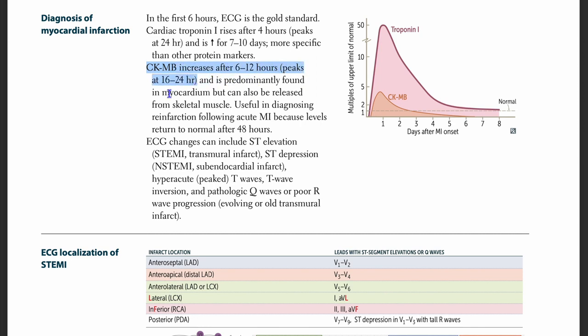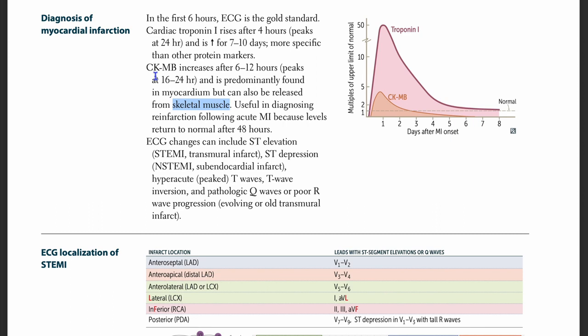Then you can have CKMB increase after 6 to 12 hours, which peaks at 16 to 24 hours, and is predominantly found in myocardium, but can also be released from skeletal muscle. So just like in rhabdomyolysis, you have creatine kinase leaking into your urine. You can pick it up and test for it over there. Here, if it's the heart muscles, it's going to be CKMB. Okay. So it increases after 6 to 12 hours and peaks at 16 to 24 hours.